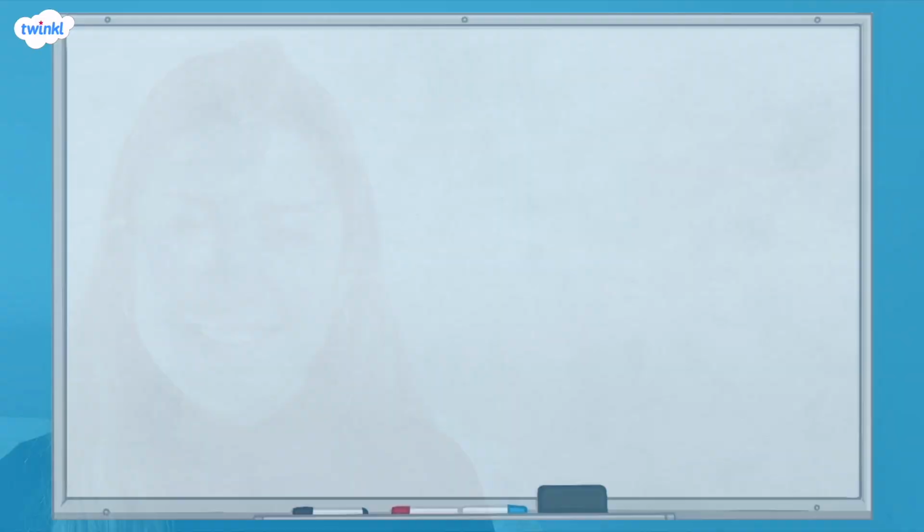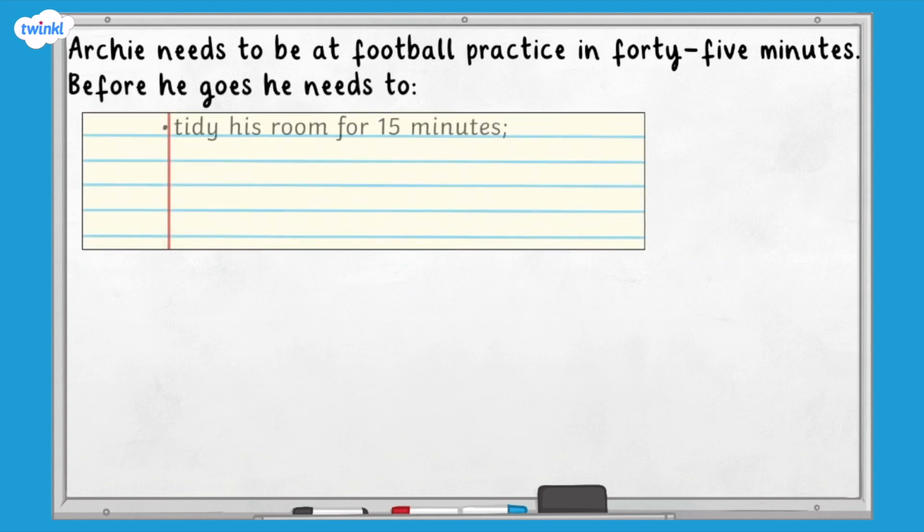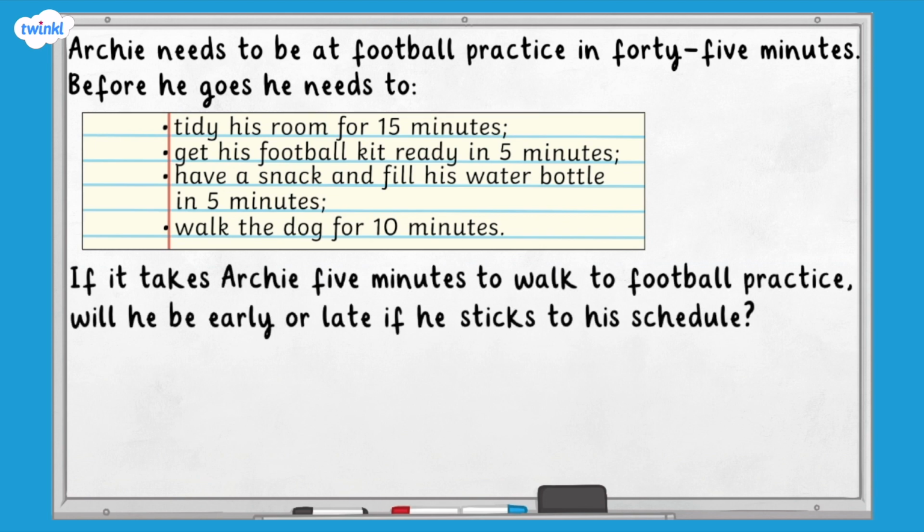Now, I think you're ready for a challenge. Archie needs to be at football practice in 45 minutes. Before he goes, he needs to tidy his room for 15 minutes, get his football kit ready in 5 minutes, have a snack and fill his water bottle in 5 minutes, and walk the dog for 10 minutes. If it takes Archie 5 minutes to walk to football practice, will he be early or late if he sticks to his schedule? Pause the video here and have a go, and then press play again when you're ready to continue.